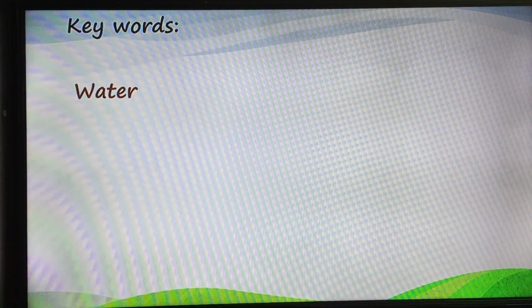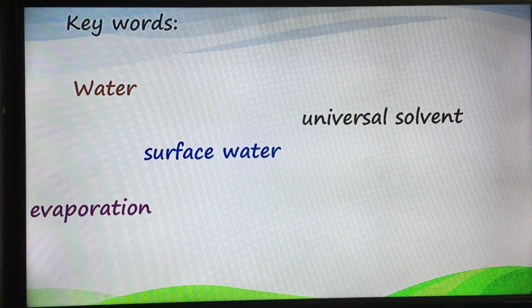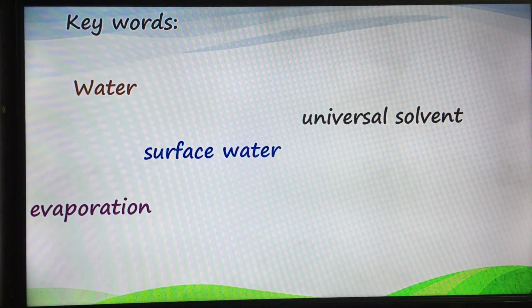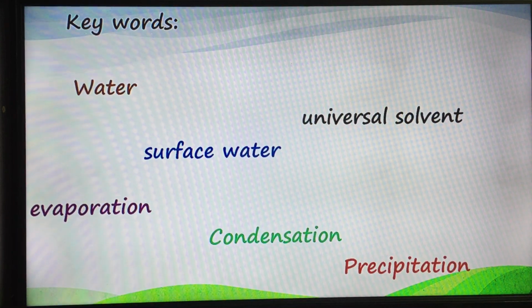Keywords: water, universal solvent, surface water, evaporation, condensation, and precipitation.